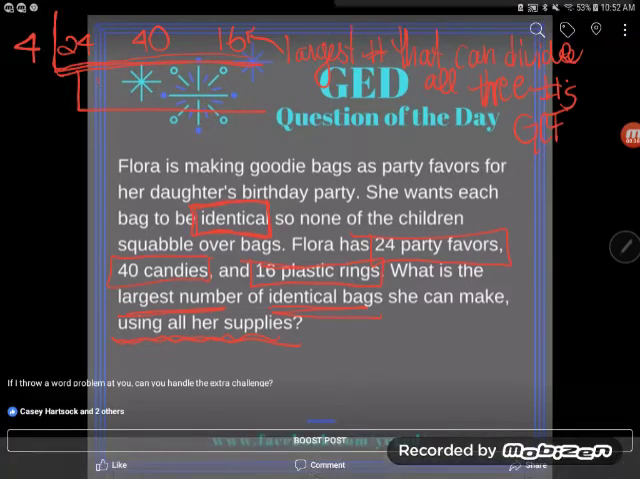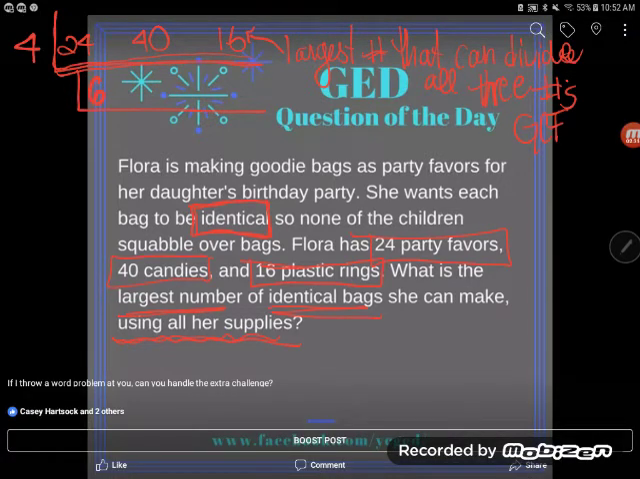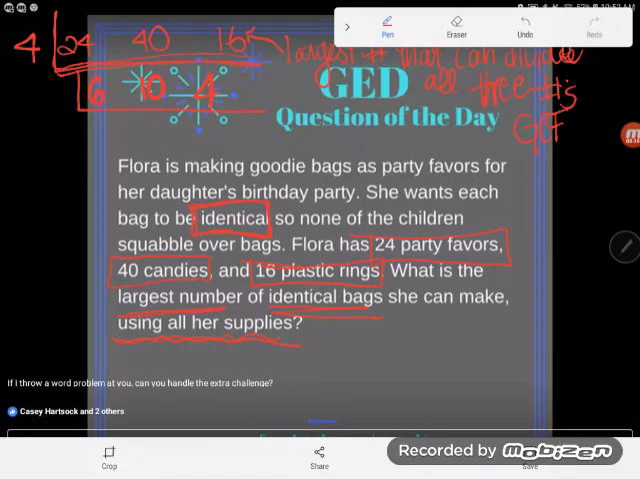So 24 divided by 4 is 6. And I write down my remaining number here. 40 divided by 4 is 10, and 16 divided by 4 is 4. So these are the numbers that I get, 6, 10, and 4, when I take out that common factor of 4. But you should keep considering, do these three numbers that I have left have anything in common?